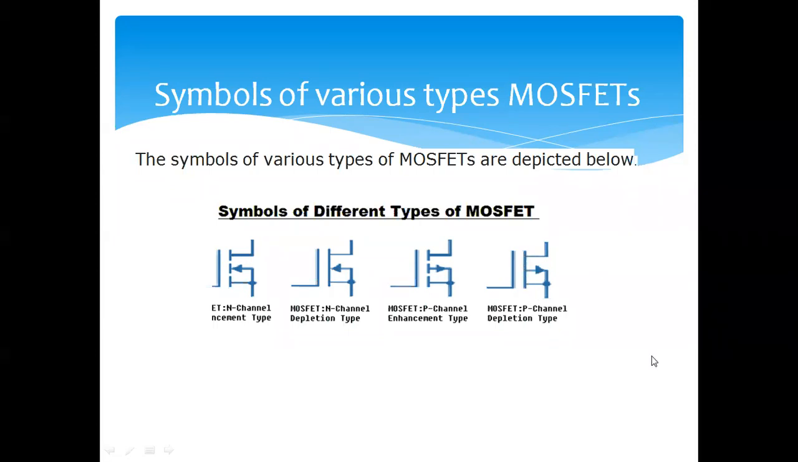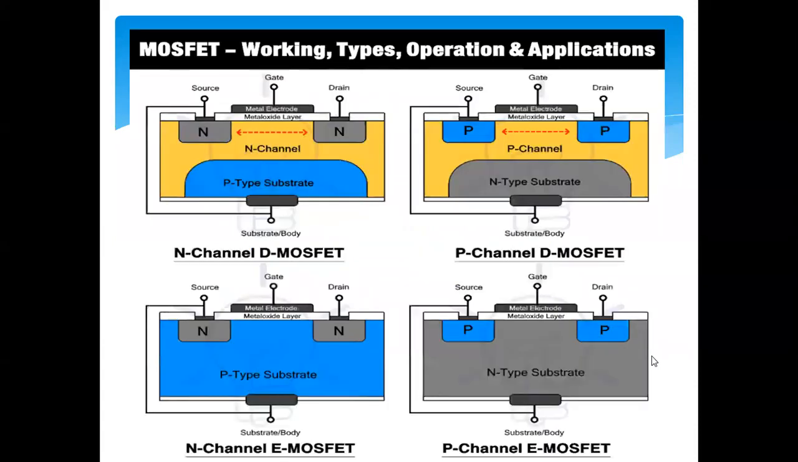So these four symbols you should remember, because it's a symbolical representation of MOSFET. Now see, this diagram again summarizes the N channel D MOSFET and P channel D MOSFET, right? Following at the bottom side, you have an N channel E MOSFET and P channel E MOSFET. Okay, so this diagram and its working we have already discussed.